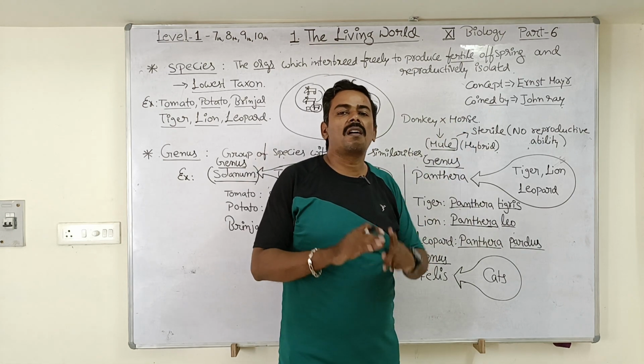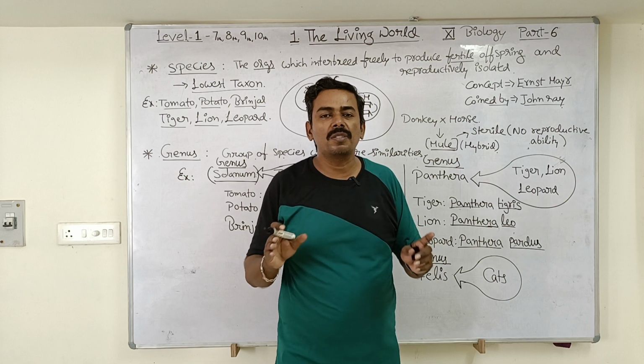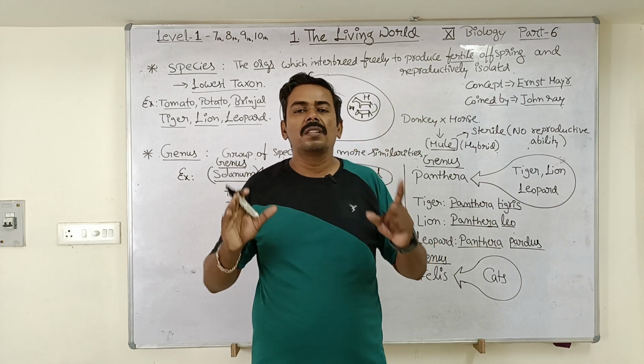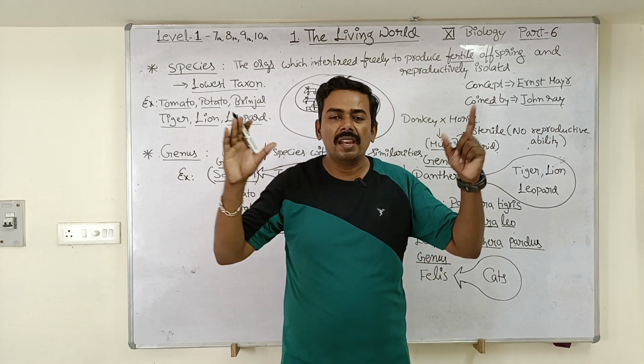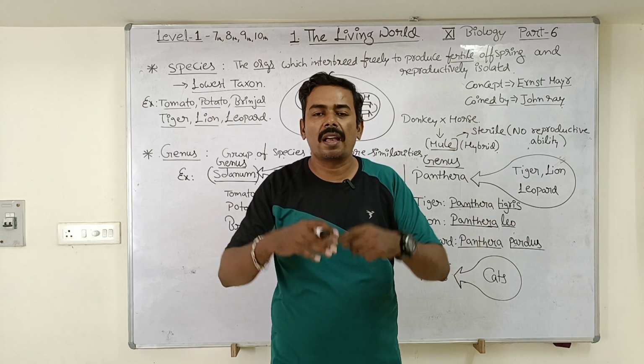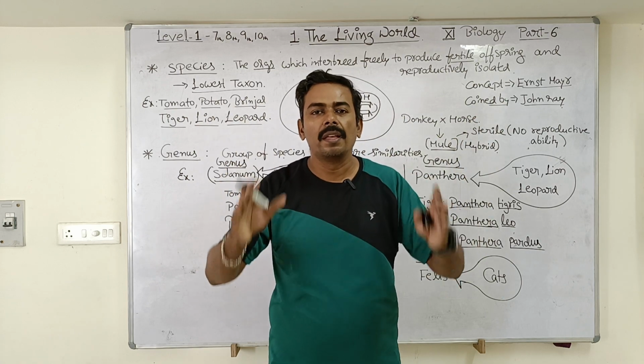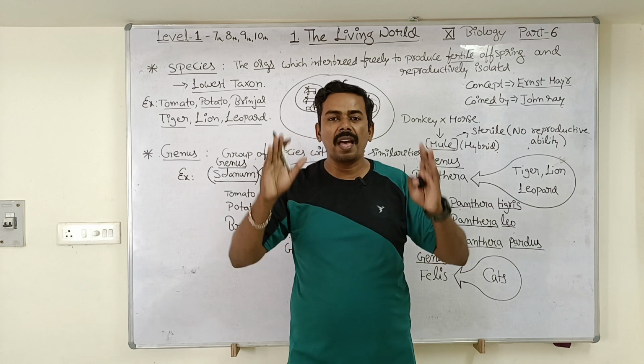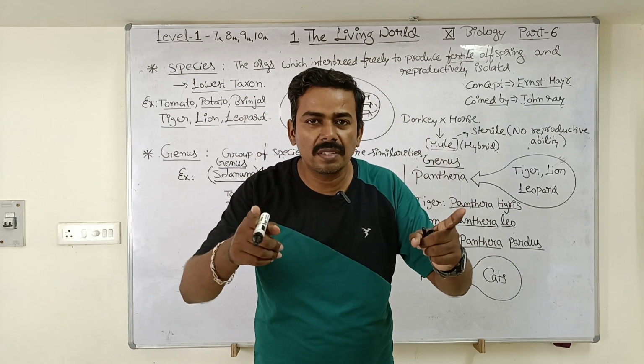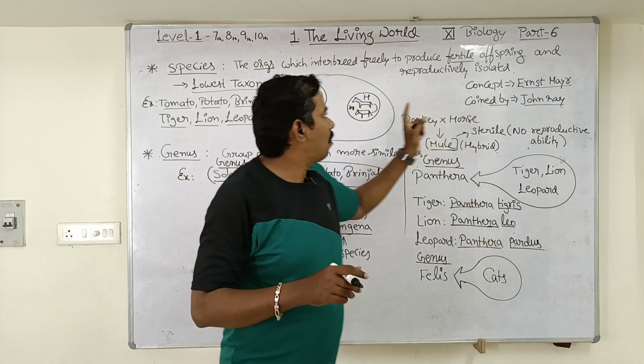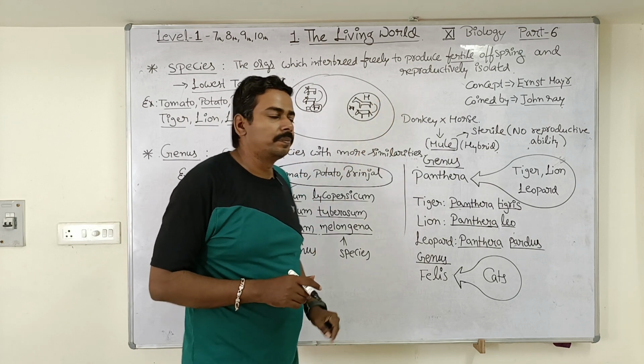So donkey and horse are not the same species. They are different species. We call them species when the organisms are able to freely interbreed among themselves and again produce a fertile offspring, then only we call those organisms species. Understood, students? Understood, everyone? Copy down this definition in your notebook.